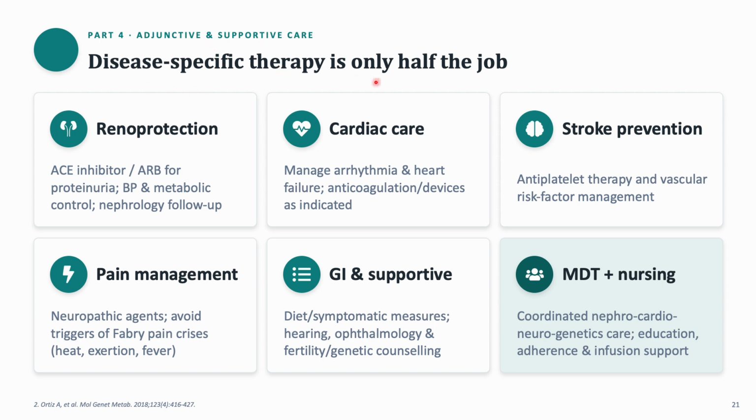Disease-specific therapy is only half the job. The other half is supportive care to address organ complications: renal protection, cardiac care, stroke prevention, pain management, GI care, and supportive care, with MDT and nursing. Not in one word, treat it like diabetes. Renal protection usually uses ACEI or ARB for proteinuria, blood pressure control, metabolic control, and nephrology follow-up. Cardiac care: manage arrhythmia and heart failure; anticoagulation or devices may be indicated. Stroke prevention includes antiplatelet therapy and vascular risk factor management, alongside pain management, GI care, supportive care, and multidisciplinary team care.